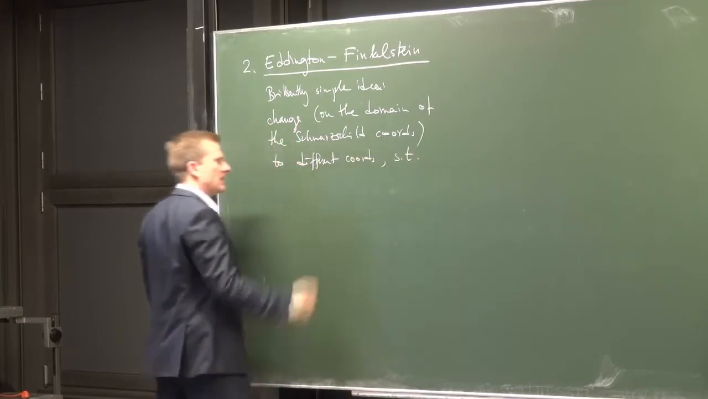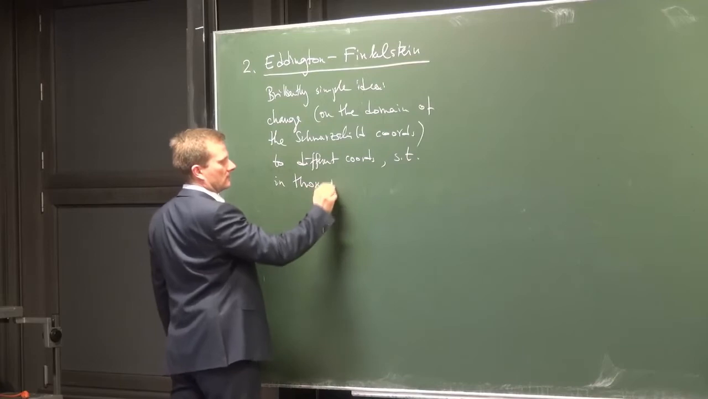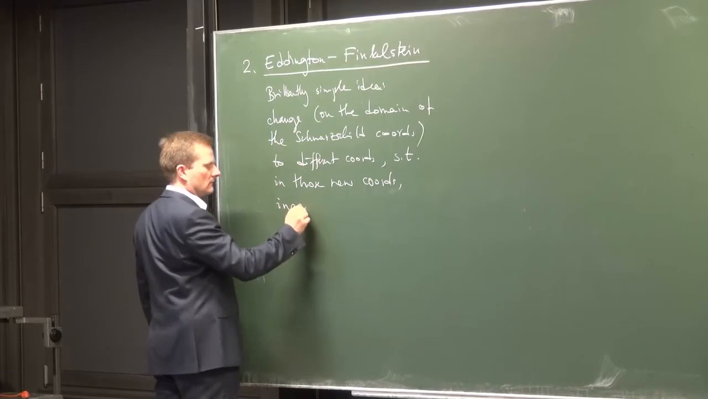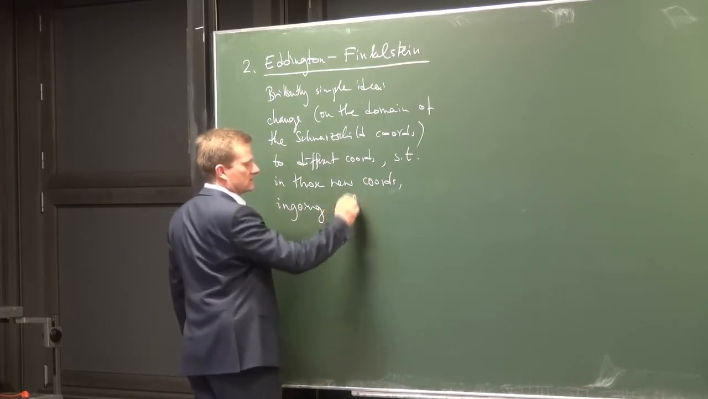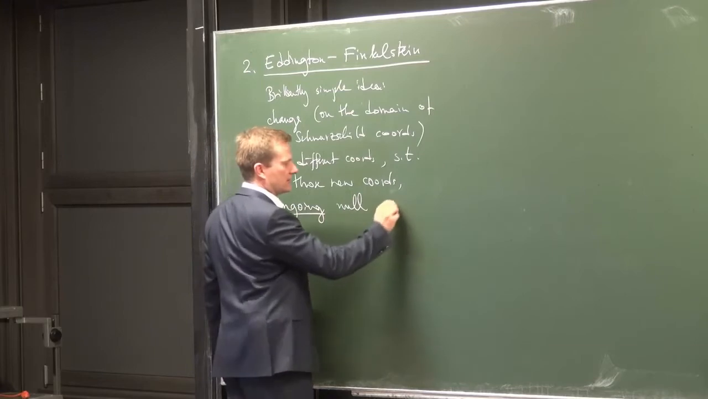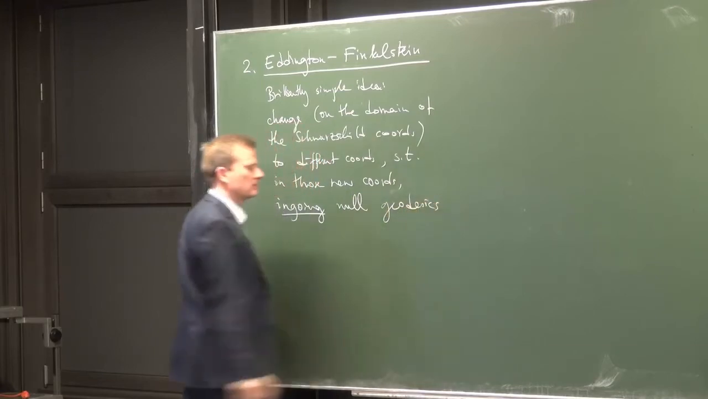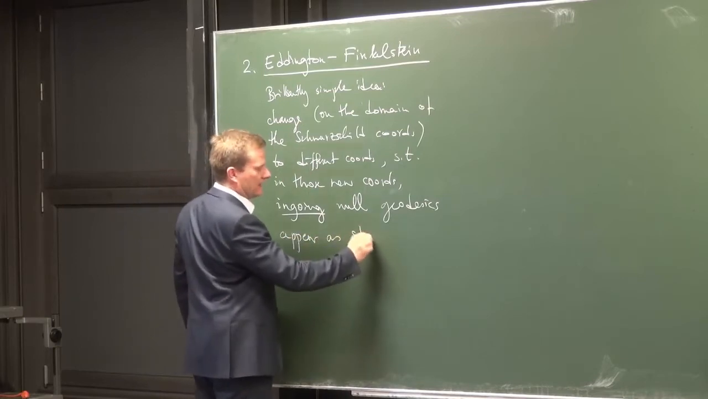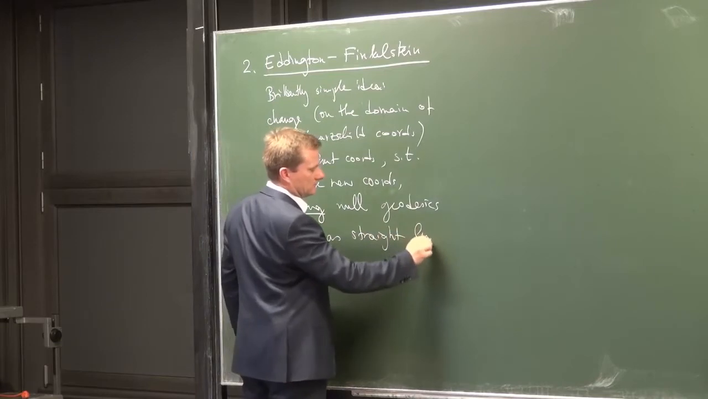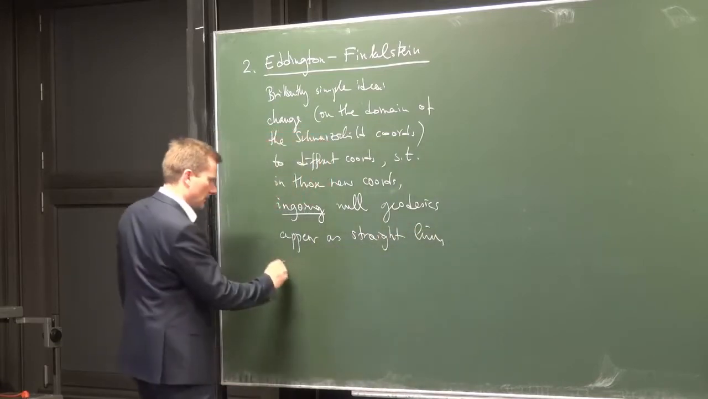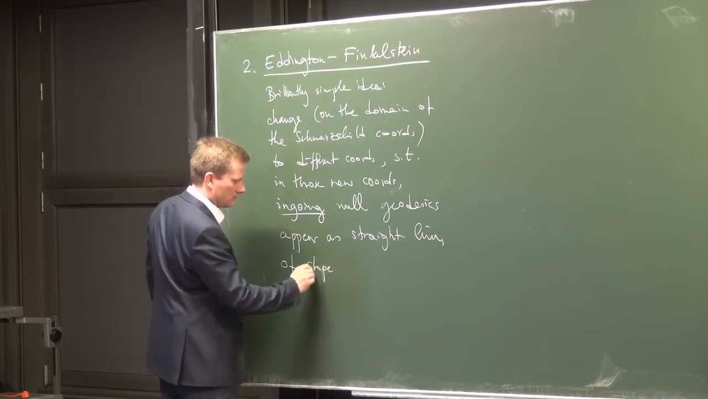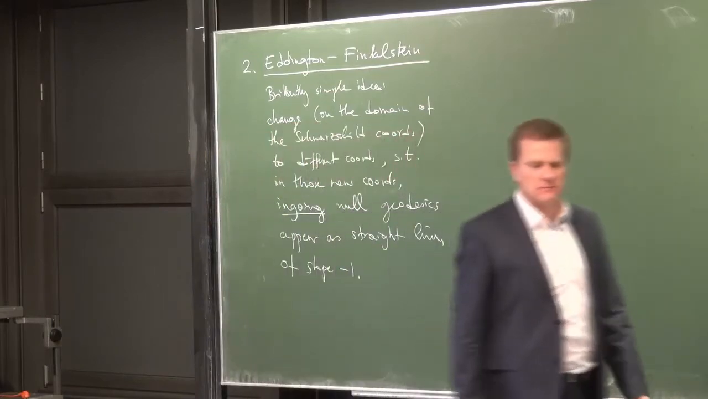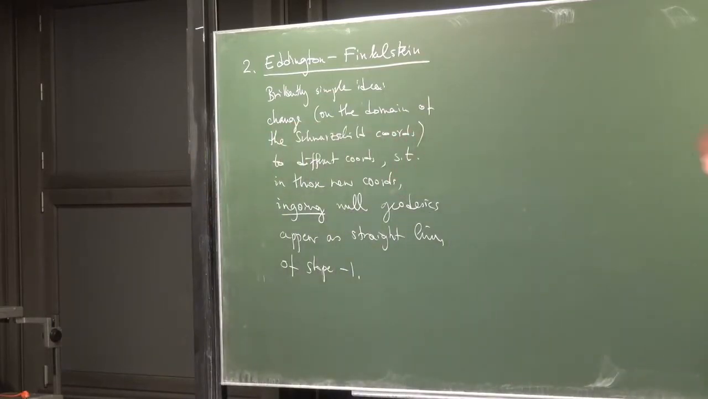such that in those new coordinates, ingoing null geodesics, only the ingoing ones, because we're interested in their fate, appear as straight lines of slope -1. Aha, can this be done? Well, of course it can be done.